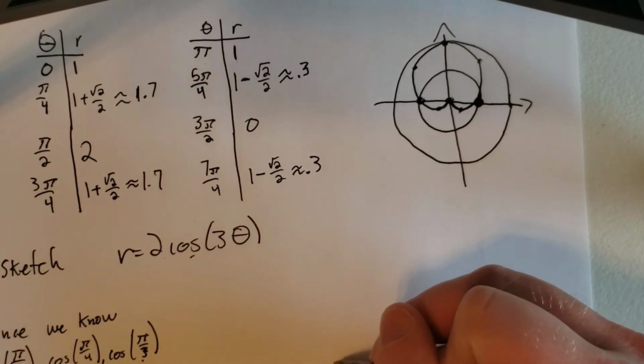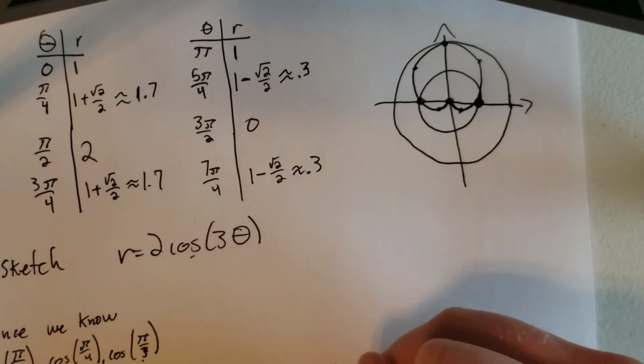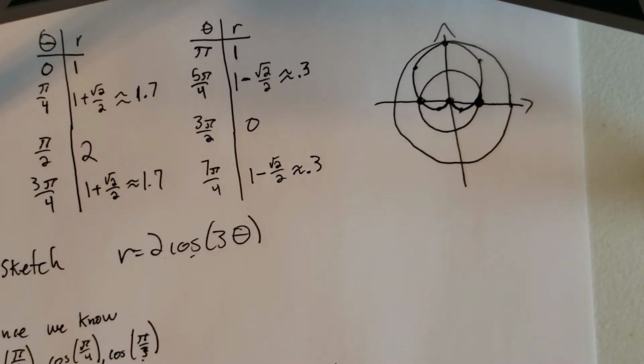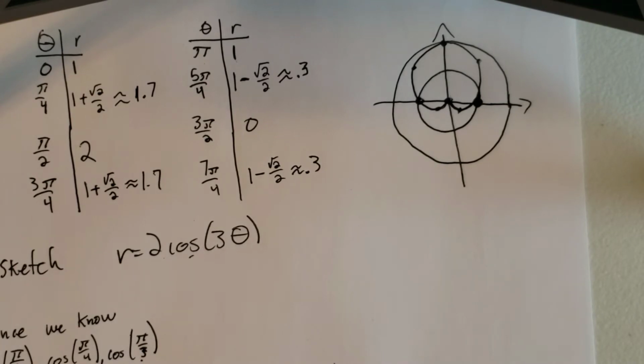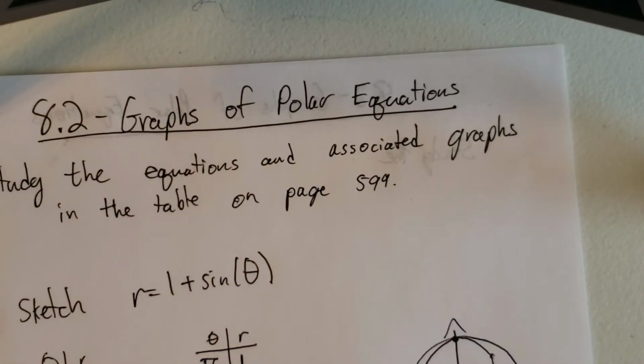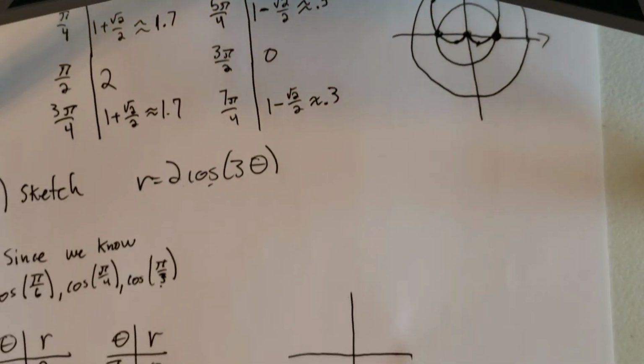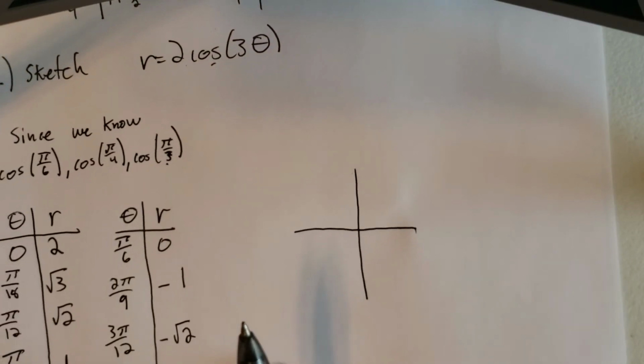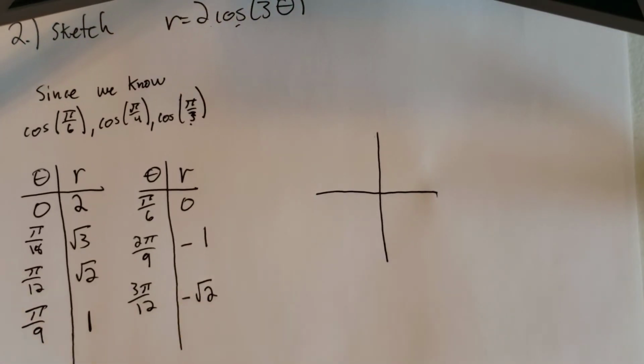But this would have been a lot simpler if we had just known what the 3-leaf rose looked like in the first place. And again, you can determine that by just studying this table on page 599. Well, let's plot those points now.